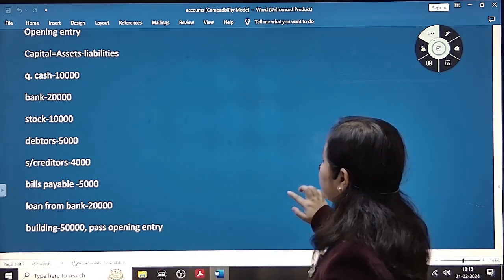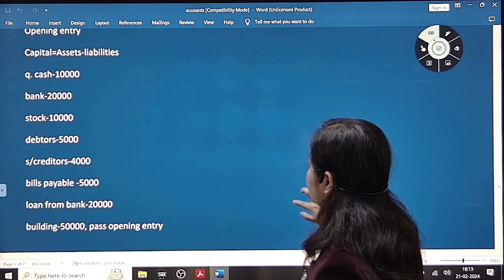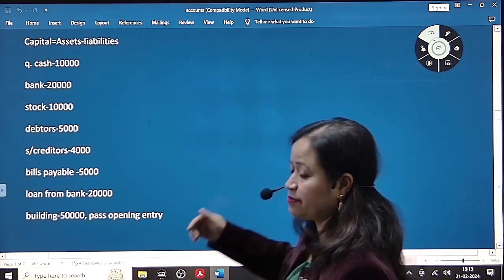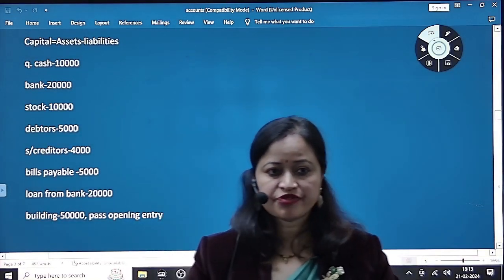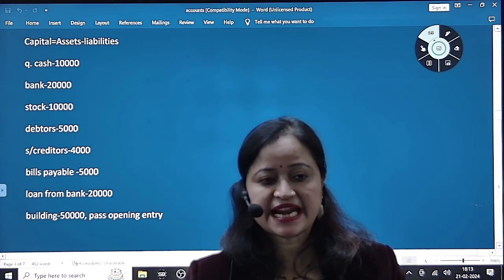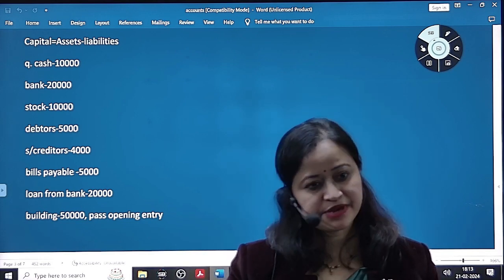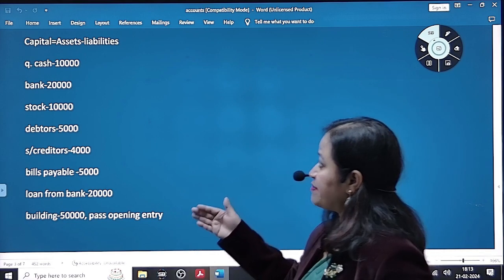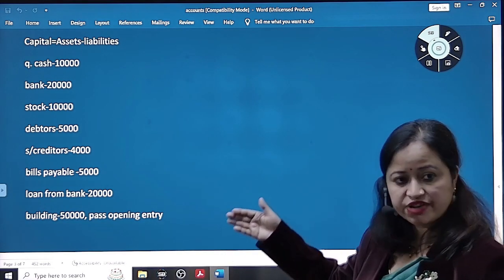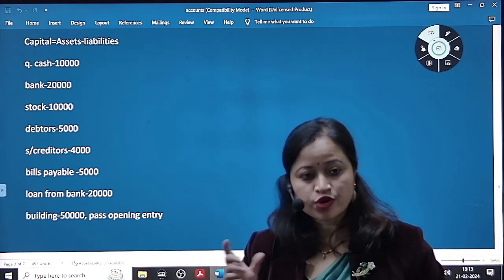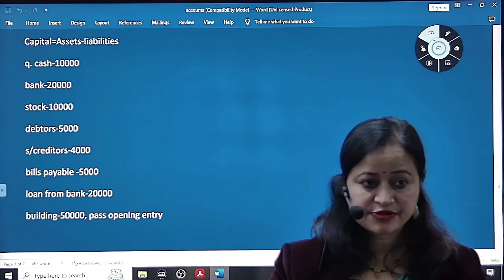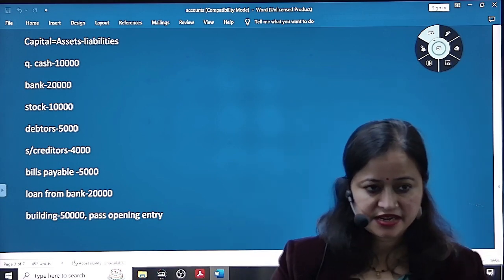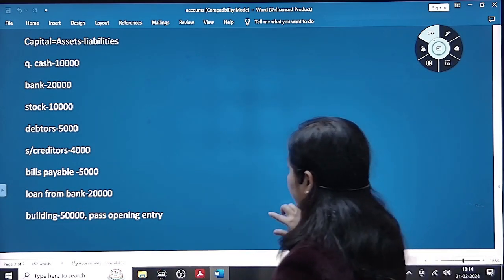So how will you give opening entry here? We have identified assets and liabilities. As I'm telling you from the very first class, assets are what balance? Debit balance. And liabilities are credit balances. So we will debit all the assets and we will credit all the liabilities, and whatever will be the balance, that will be capital.